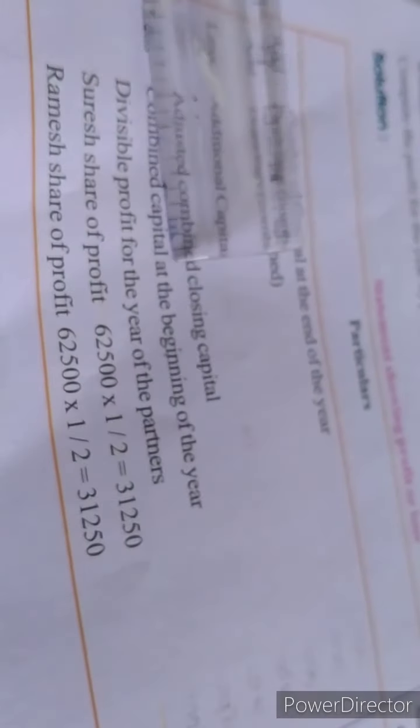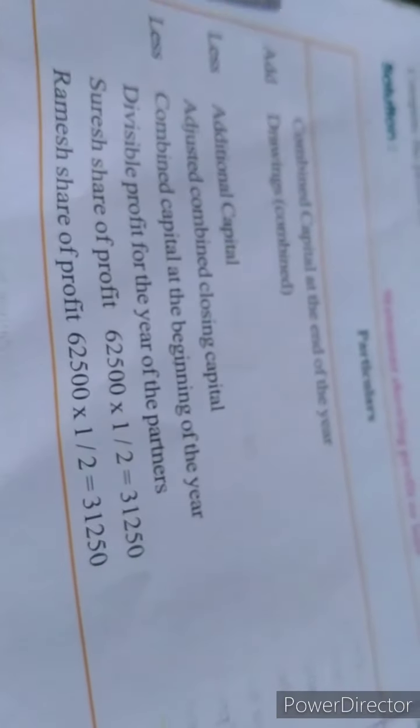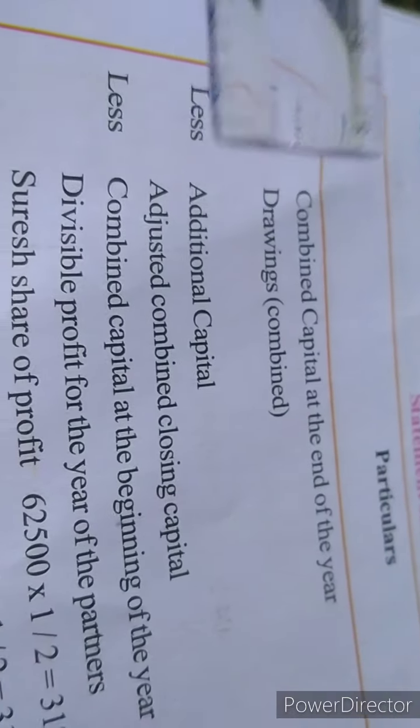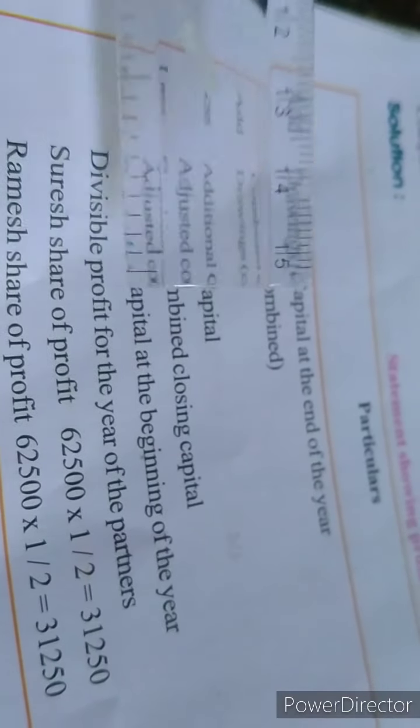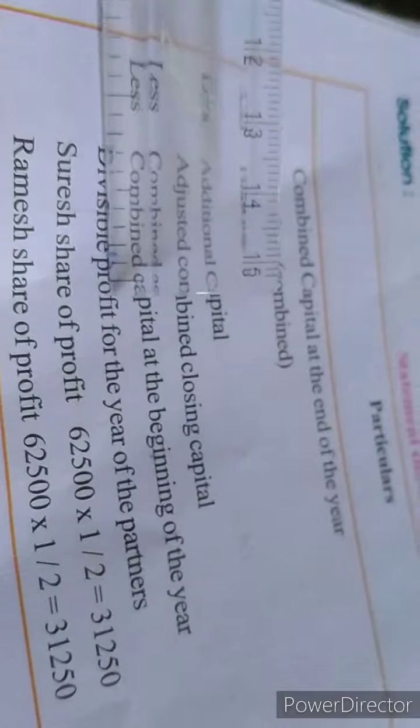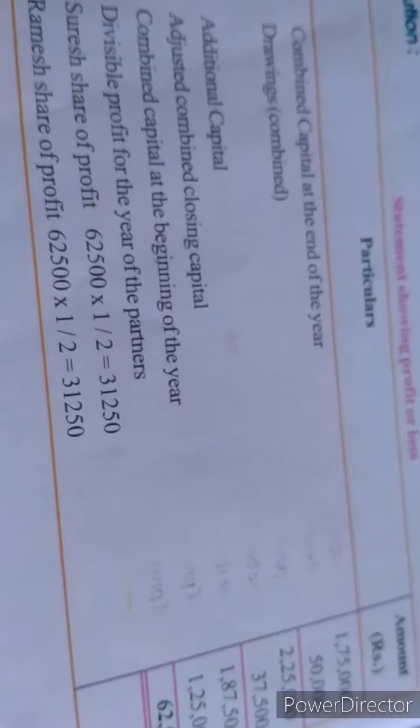The whole procedure is the same, children. Only thing is that you will have to add combined drawings, combined additional capital, combined capital, okay, and then you will show the profit as divisible profit, and after that you will show how that profit is shared among the partners. Okay, so that is illustration number 10.